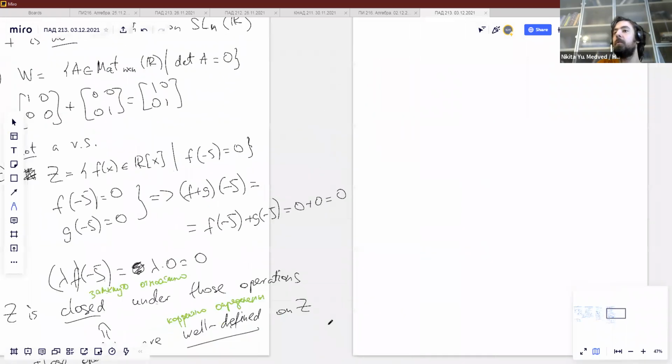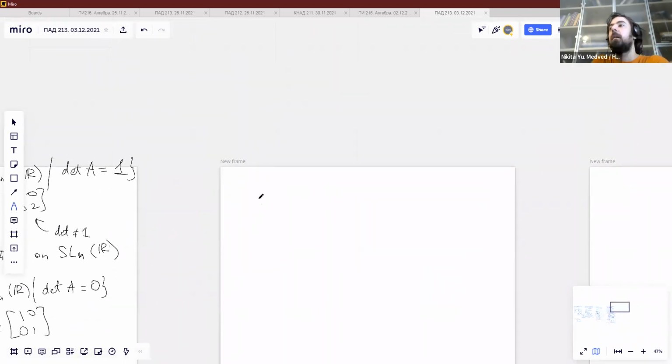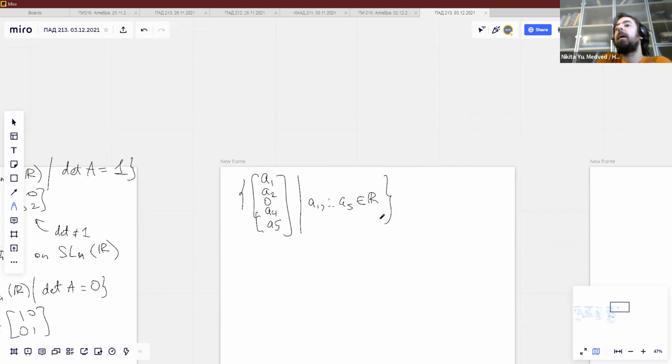Let me give more examples of subspaces. Consider the set of columns where those 4 numbers are arbitrary, but this number is 0. This is a subset of R5, the set of all columns with any 5 numbers in the column. I claim this is not only a subset, but a subspace.